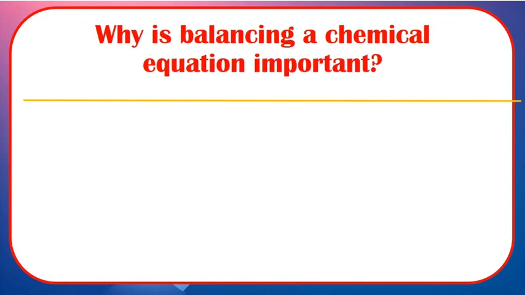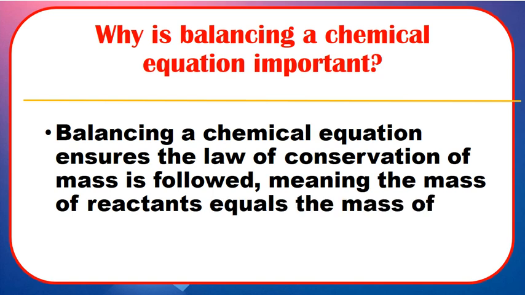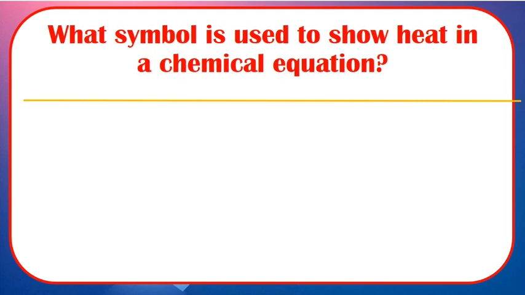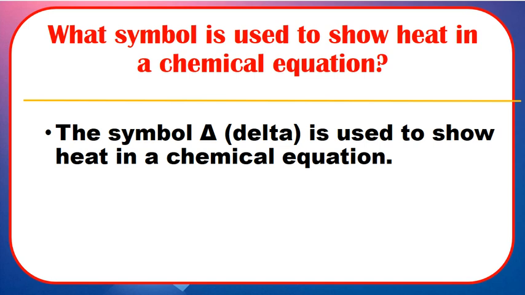Why is balancing a chemical equation important? Balancing a chemical equation ensures the law of conservation of mass is followed, meaning the mass of reactants equals the mass of products. What symbol is used to show heat in a chemical equation? The symbol delta (Δ) is used to show heat in a chemical equation.